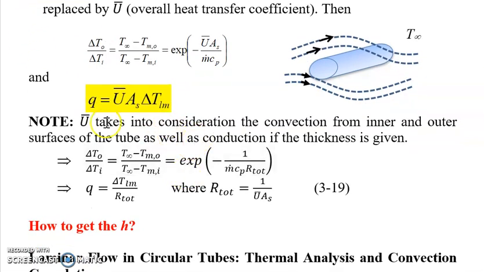Now note that the average U takes into consideration the convection from inner and outer surfaces of the tube, as well as conduction, if there is any. The thickness of the channel is given. So finally you get this equation. Remember R total from 319?